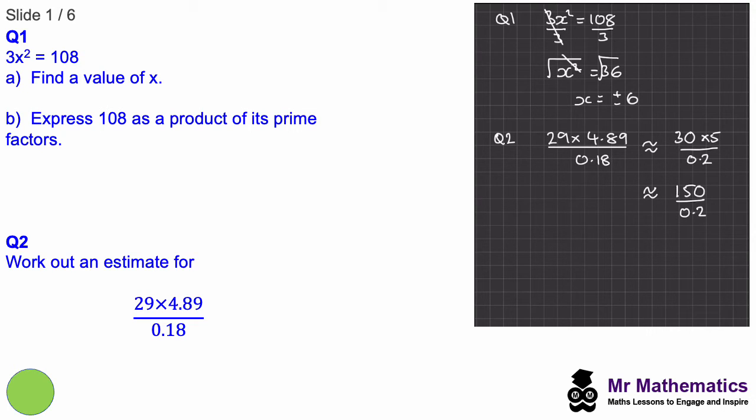So now I need to simplify this fraction. So I'm going to multiply the numerator and denominator by 10. And this will convert the 0.2 into 2. So we have 1,500 divided by 2, which is 750.